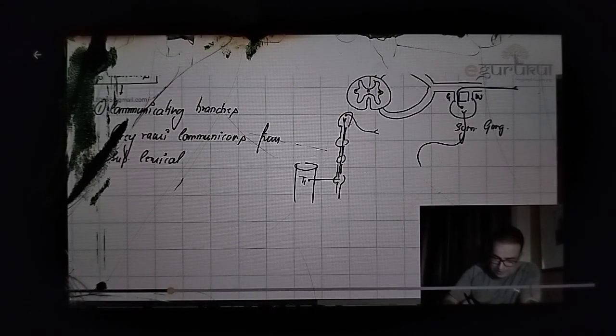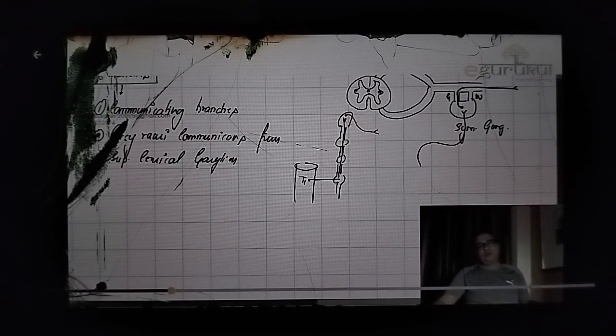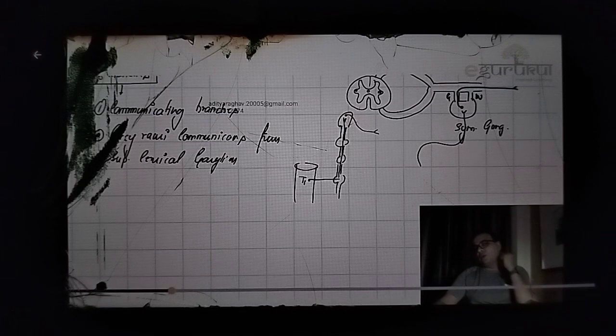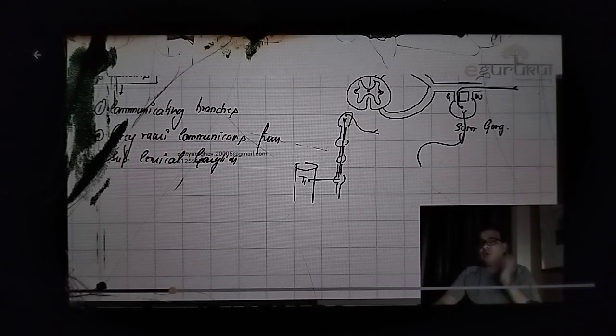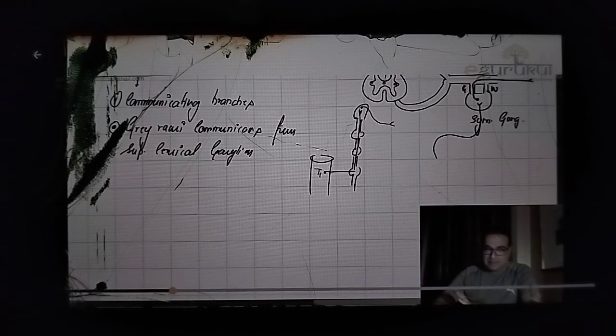From the superior cervical ganglion. There are three ganglions in the neck region. That is also our topic for the day. We'll talk about the sympathetic chain in the neck. So we have three ganglions in the neck region: superior, middle, inferior. Superior cervical is giving the gray rami communicantes, which will communicate with the first four cervical nerves. Right? That is about the communicating branch.